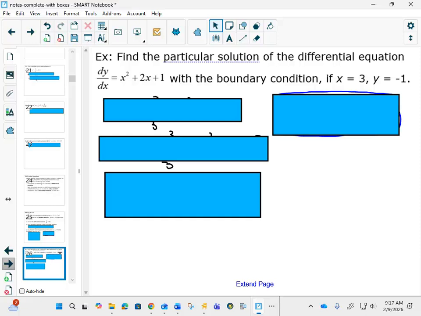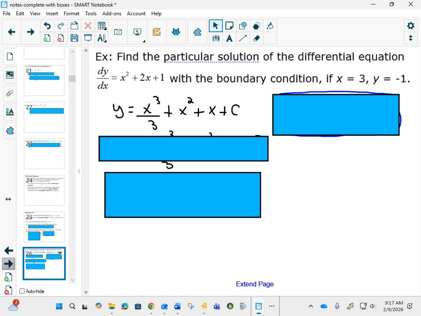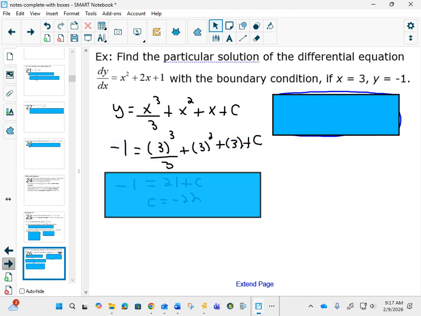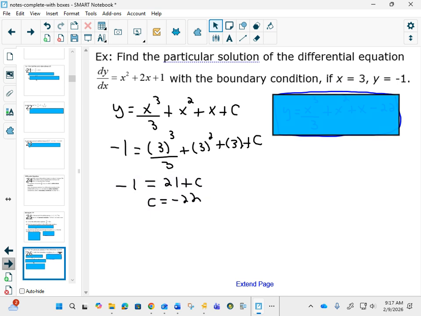So when a question is talking about the particular solution, they're going to want you to find that c value. We've got a differential equation. We know what the derivative is equal to. So we can integrate this and work backwards. And then plug in your x value and plug in your y value and solve for c. Once you've got c, you can rewrite your original equation.